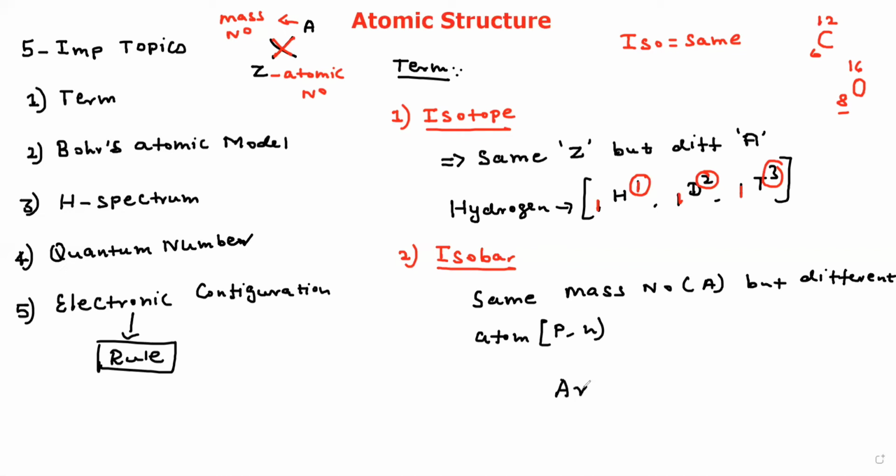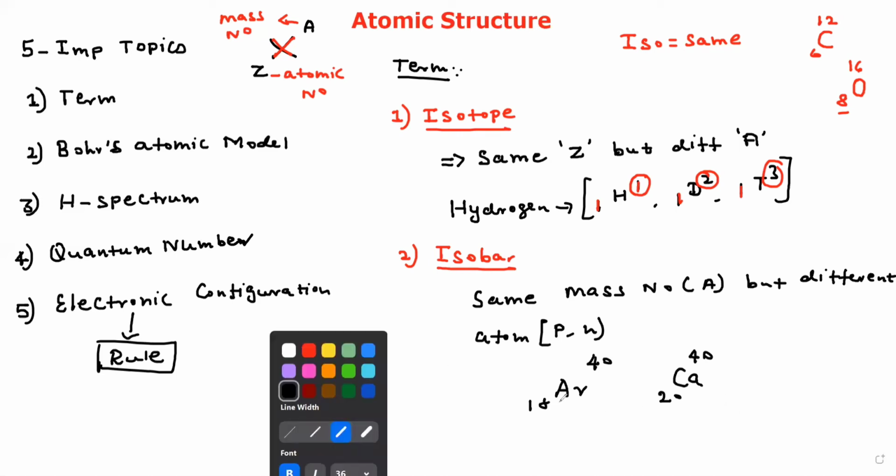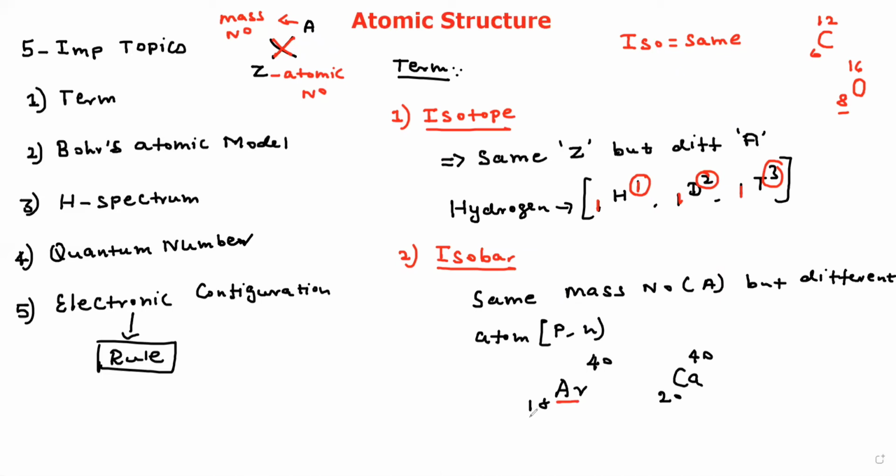Argon is 18 and 40. I take calcium, which is 20 and 40. Argon is a different element, calcium is a different element. Both are different elements with different atomic numbers, 18 and 20, but the same mass number. They are called isobars. The species having the same mass number are collectively called isobars.